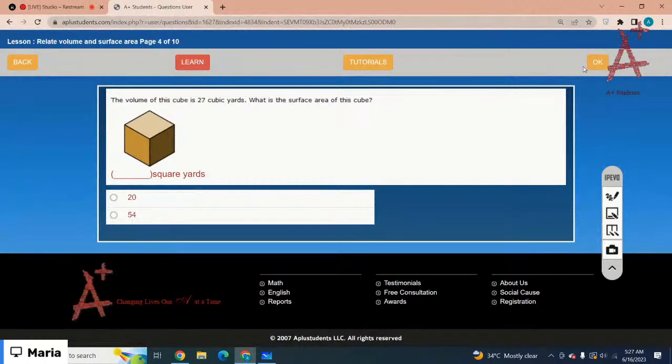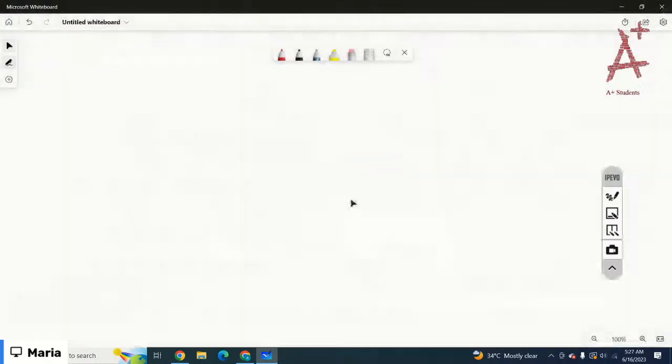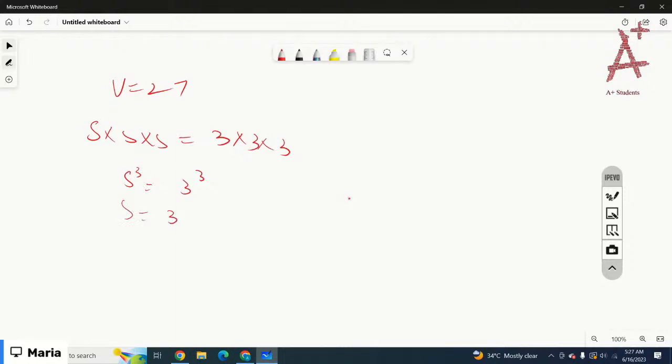Okay, the next one is the volume of this cube is 27 cubic yards. What is the surface area of the cube? Okay, the volume is 27. We can write 27 as 3 times 3 times 3. It would be s cube equals 3 cube. So they have the same exponent. That means their bases are also equal. So s equals 3.